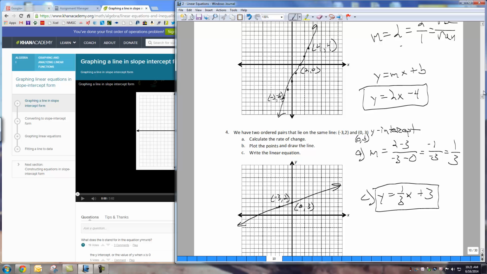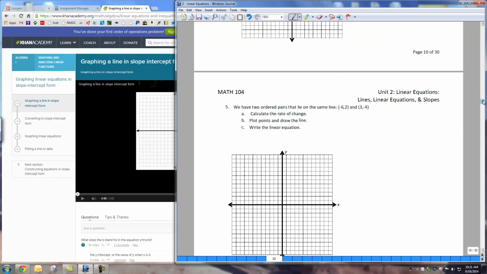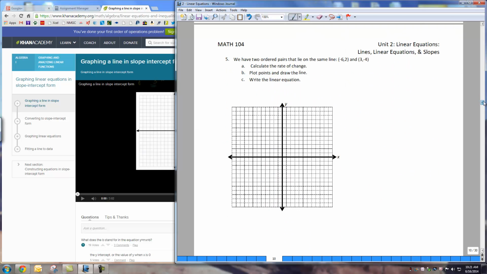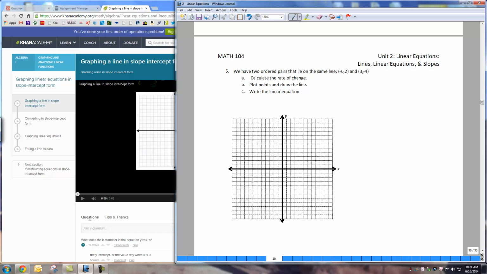All right. Let's go one more. This one's a little more difficult because we aren't given the y-intercept, right? We'll have to use some mathematics to come up with the y-intercept. So part A says first find the slope. So rise over run, right? Change in y over change in x.